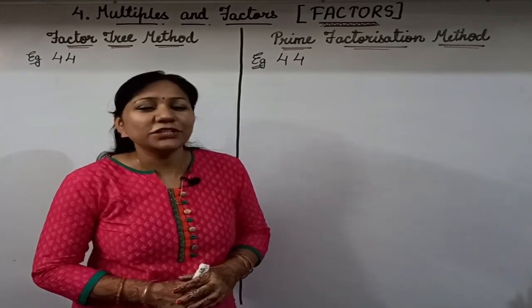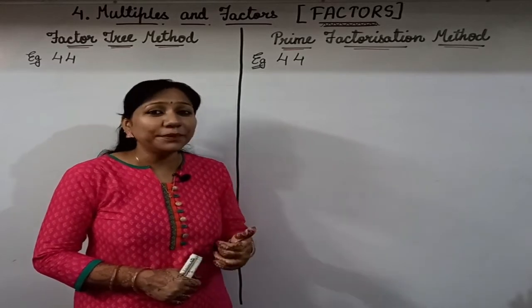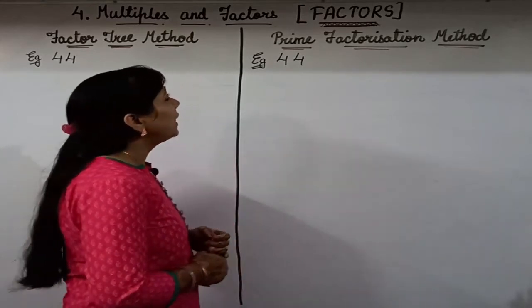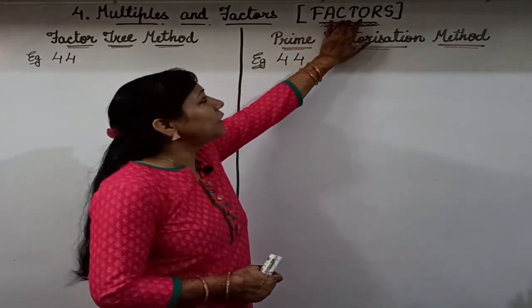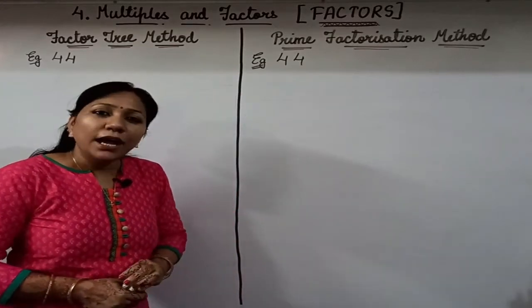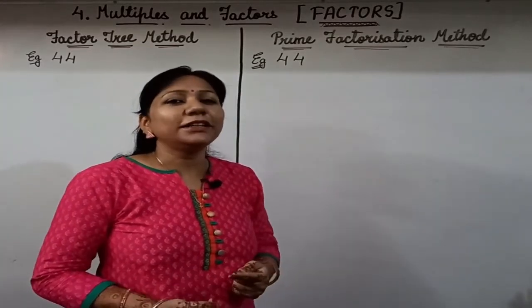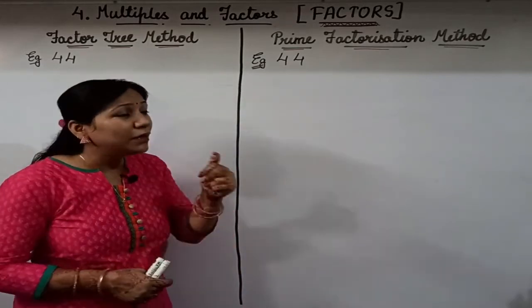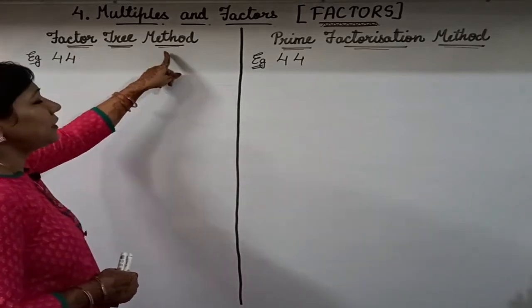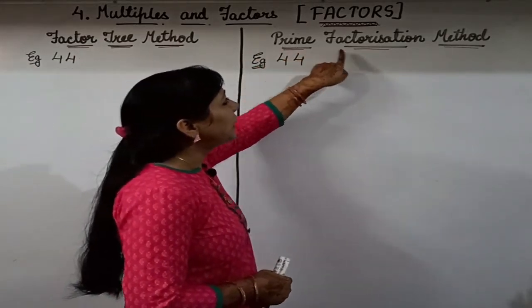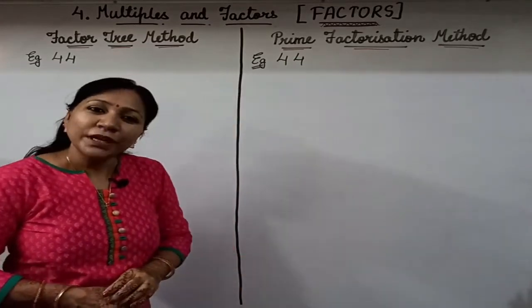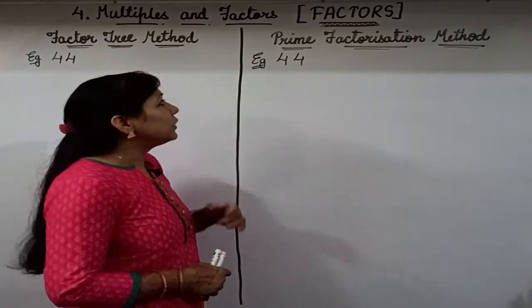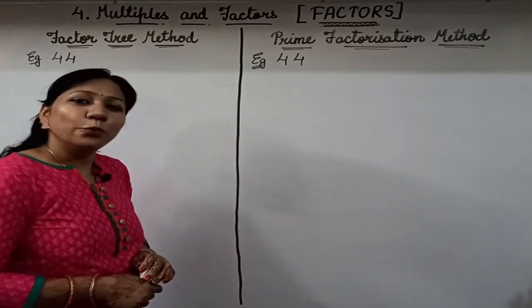In our previous lecture, students, we have discussed multiples and common multiples. Now, continuing forward with the second part of this, and that is factors. Today we are going to discuss factors and the two methods of finding the factors. Basically, we have two different methods for finding the factors of any number. The first method is called the factor tree method and the second one is the prime factorization method. So these are the two methods to find factors of any number. Let us see these two methods one by one.